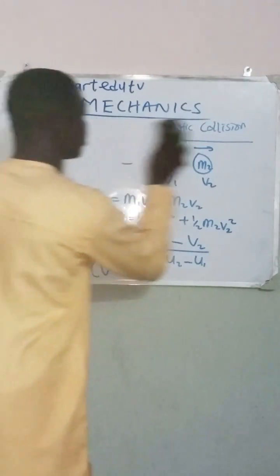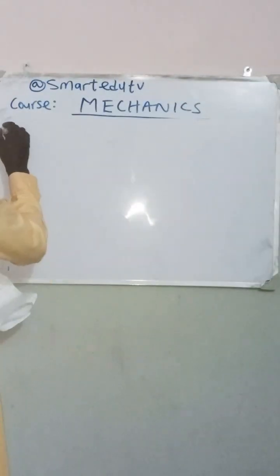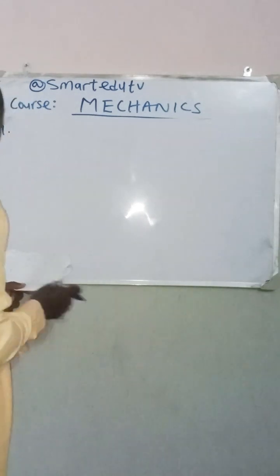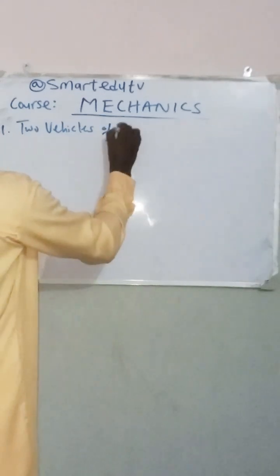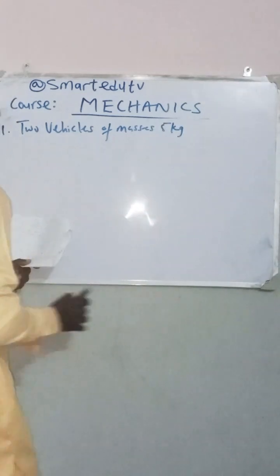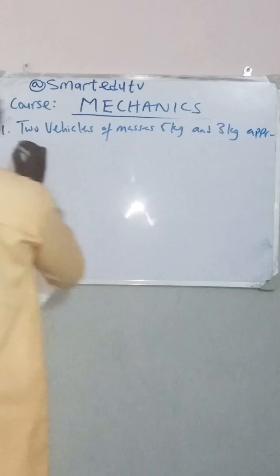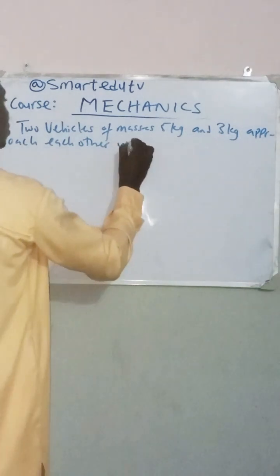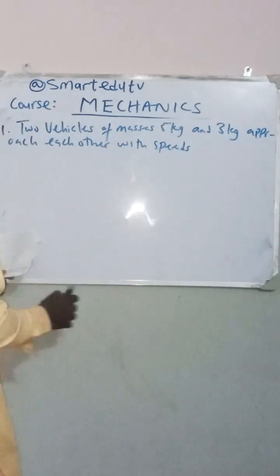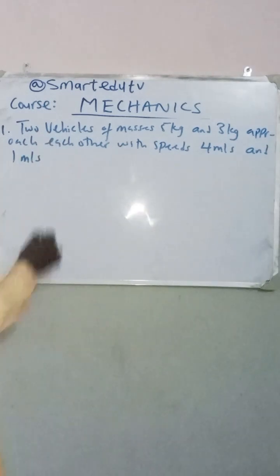Example 1. Two vehicles of masses 5 kg and 3 kg approach each other with speeds 4 meters per second and 1 meter per second respectively.